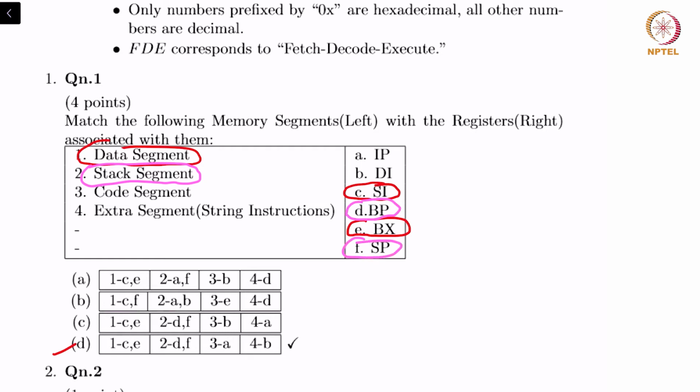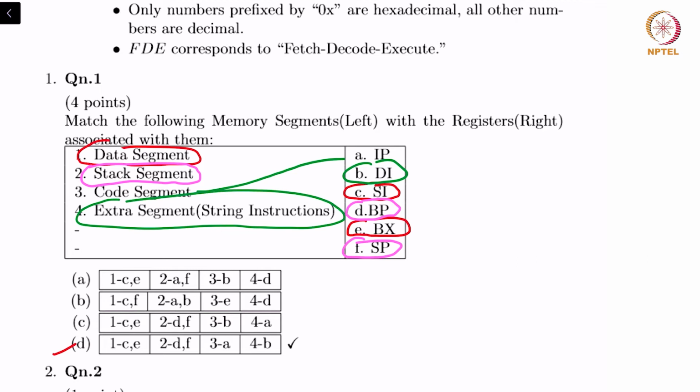The code segment gets mapped to, obviously, the instruction pointer, and the extra segment gets mapped onto the destination index, for doing string instructions like MOVSB or CMPSB. So this is the mapping.